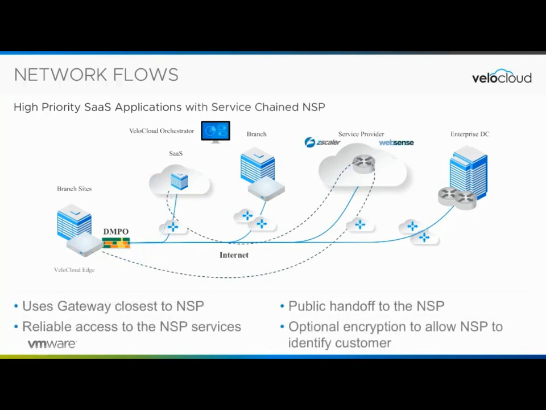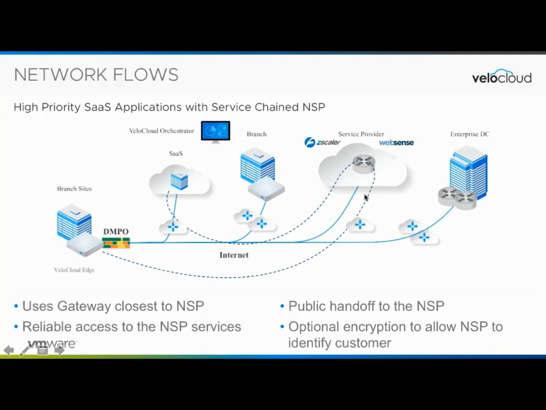The other scenario is where you want to inspect any internet traffic. There are cloud security providers that VeloCloud by VMware SD-WAN has partnered with, let's say Zscaler or WebSense. That's where the traffic is service chained from the gateway to those providers. So you have a business policy where you define that all internet traffic needs to go to Zscaler for inspection. In that case, that internet traffic from the edge device goes to the gateway.